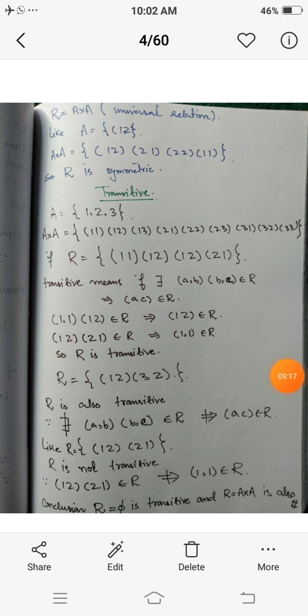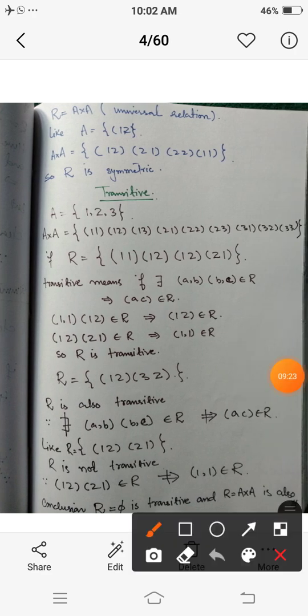Now we will discuss another type, that is the third type, the transitive relation. If we have the non-empty set A = {1,2,3}, then A cross A is (1,1), (1,2) up to (3,3), because it contains 9 elements, which are these elements. Now let us define a relation R, a subset of this A cross A, as R = {(1,1),(1,2),(2,1)}.